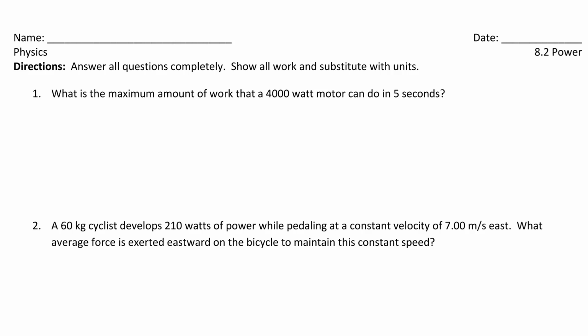All right, let's get right to it. It says, what is the maximum amount of work that a 4,000 watt motor can do in 5 seconds? Now, the time is 5 seconds. They tell you it's a 4,000 watt motor. Watt is the unit of power. There you go. Power. Watts. And the amount of work that you're doing is what they're looking for.